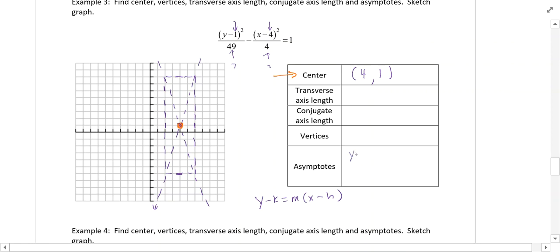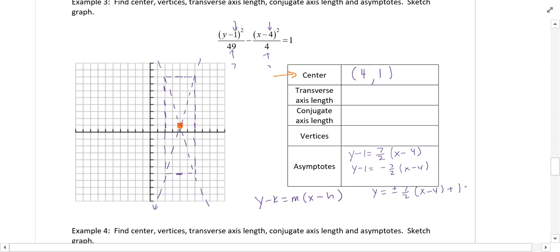So you can write y minus 1 equals, my slope here is going to be, I'm rising 7 and running 2, so 7 over 2, x minus 4. I'm also going to have 1 with the negative. Again, if you like to have your y isolated, you could do that, and you could do the other way with plus or minus as well.